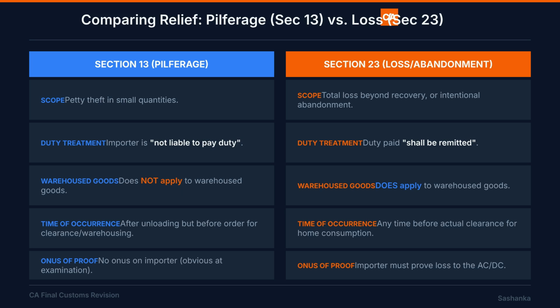Students often confuse Sections 13 and 23, so understanding the distinction is critical. Section 13 applies to pilferage, which means petty theft occurring after unloading but before customs clearance. In such cases, the importer is simply not liable to pay duty. Section 23, on the other hand, applies when goods are completely lost, destroyed, or voluntarily abandoned. Here, duty is remitted. Another key distinction is that Section 13 does not apply to warehoused goods, whereas Section 23 does. Also, under Section 23, the importer must prove the loss, whereas pilferage is usually evident during customs examination.